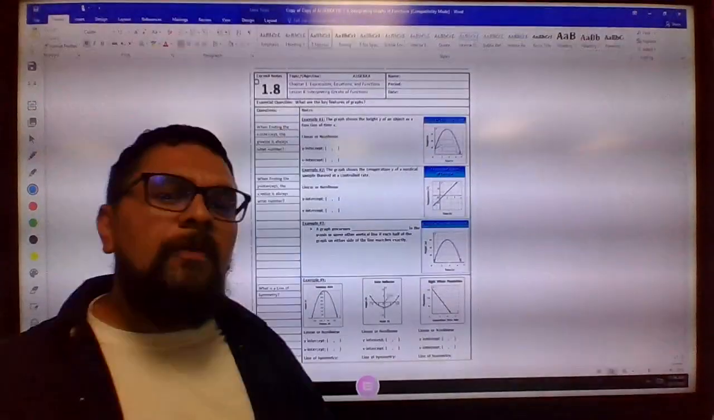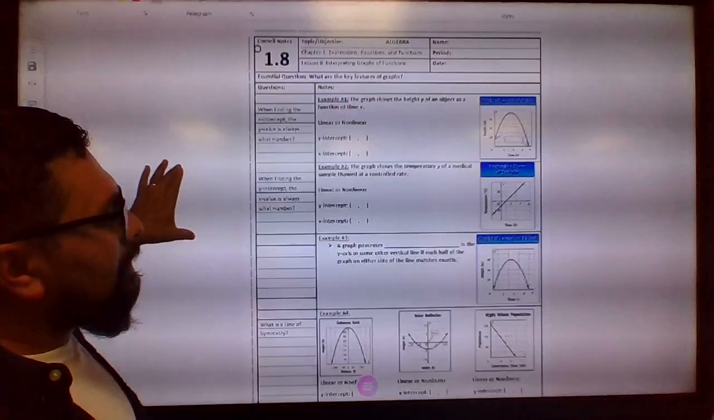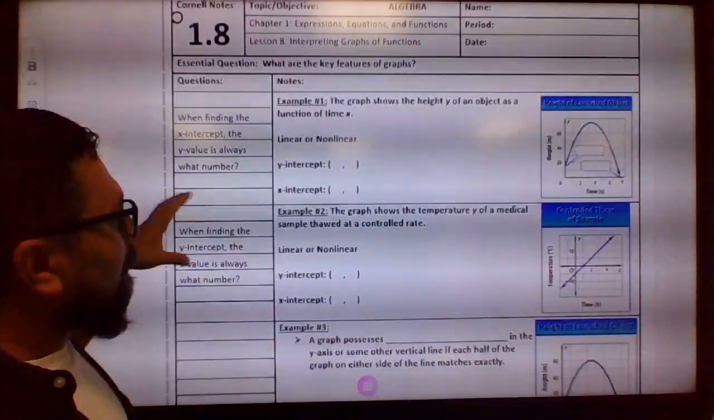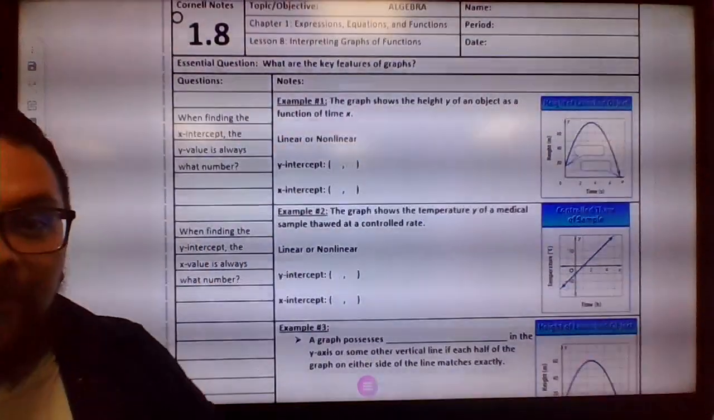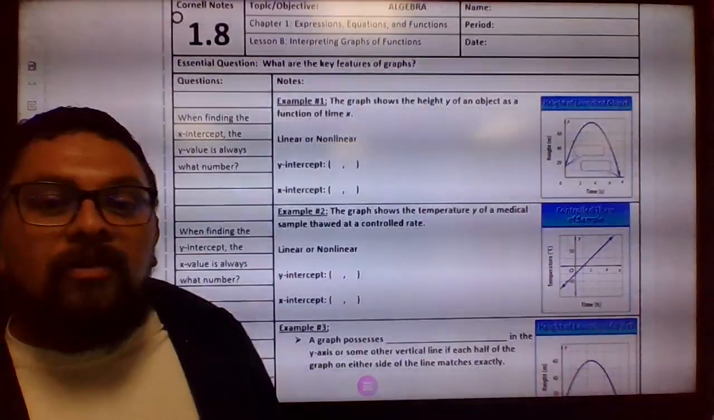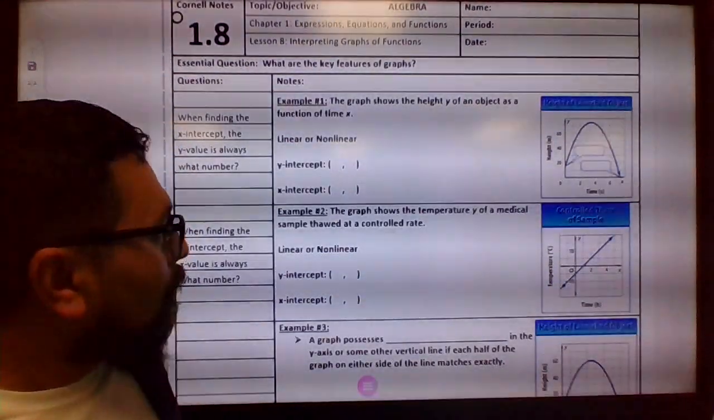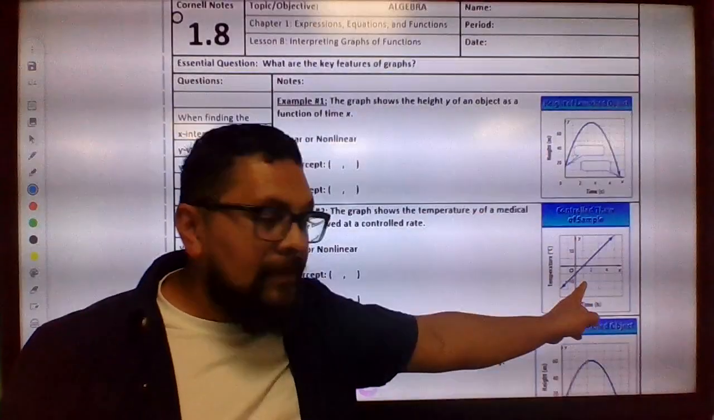Okay, but just to review those real quickly. So we found a couple of characteristics in a graph. For example 1 and example 2, we were finding out if it's linear or non-linear, if it's a line or if it's something other than a line. So that's what we figured out on these two. Okay, this is non-linear, this is linear.